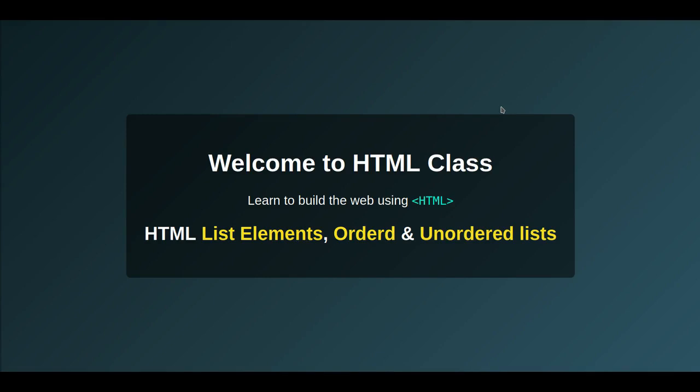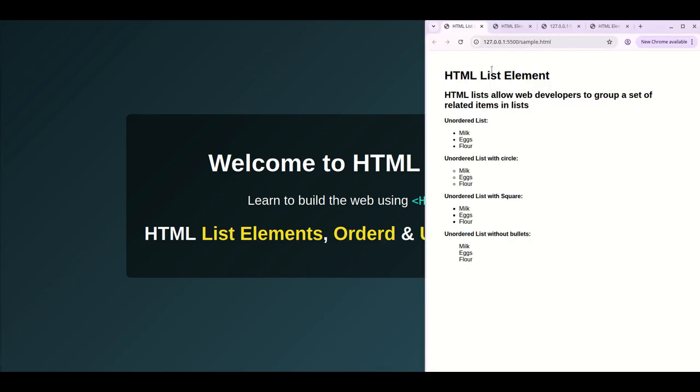Today we are going to learn the HTML list element. This video will focus on the unordered list. At the end of this lesson, you will be able to understand how to make an HTML unordered list. This is by default. Unordered list with a circle, unordered list with a square, and without bullets.